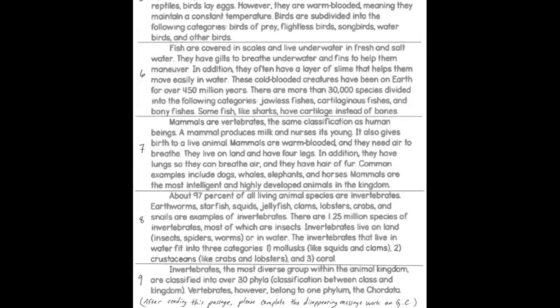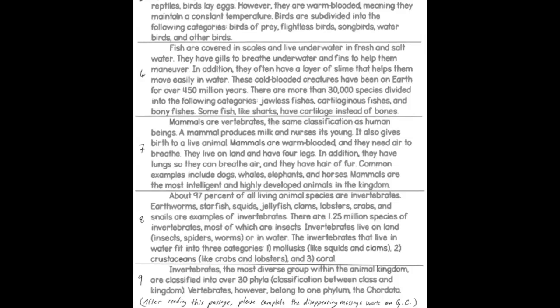8. About 97% of all living animal species are invertebrates. Earthworms, starfish, squids, jellyfish, clams, lobsters, crabs, and snails are examples of invertebrates. There are 1.25 million species of invertebrates, most of which are insects. Invertebrates live on land: insects, spiders, worms, or in water. The invertebrates that live in water fit into 3 categories.